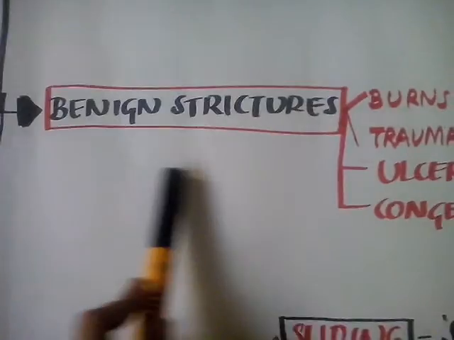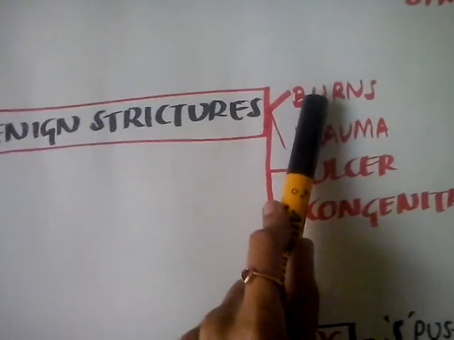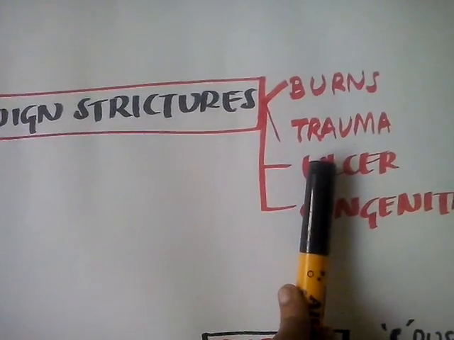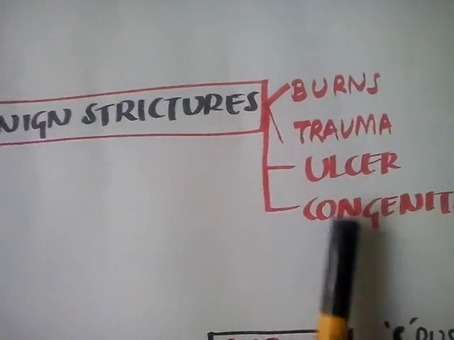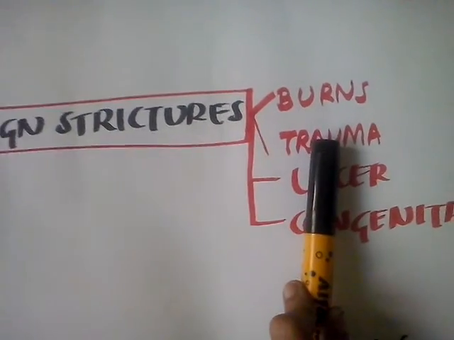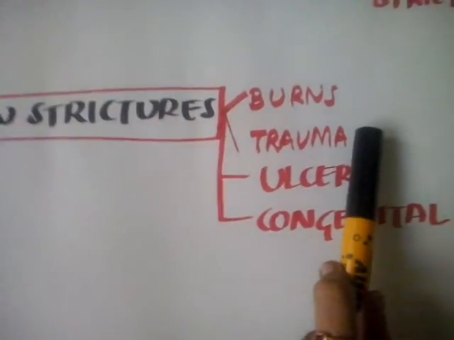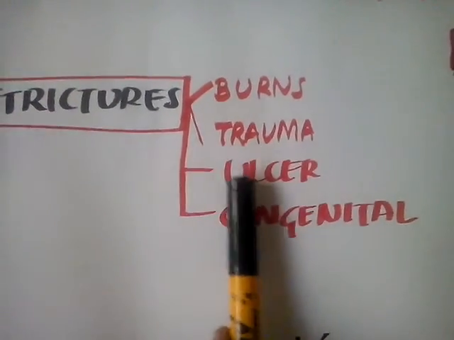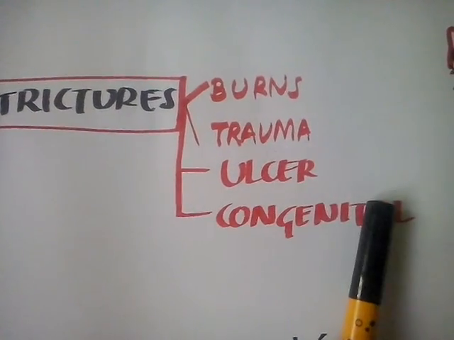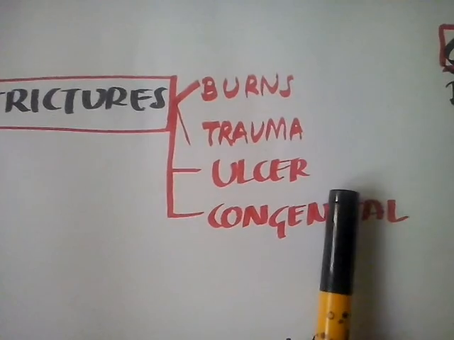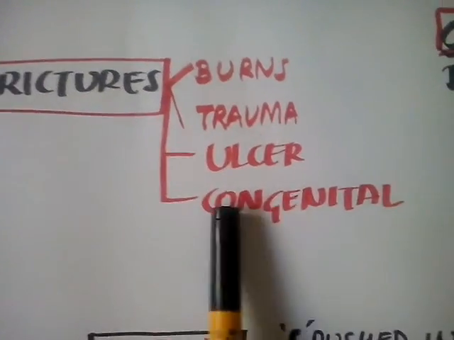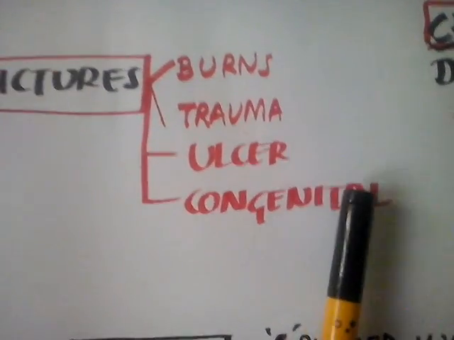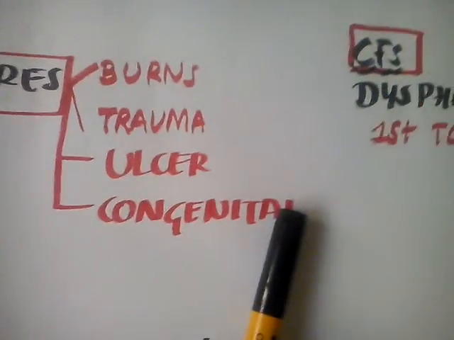Coming to benign strictures. The causes are burns, trauma, ulcer and congenital. Trauma may be due to foreign bodies or instrumental. Ulcers are due to infections like diphtheria and gastroesophageal reflux disease. And in case of congenital, the lower third of the esophagus is mostly involved.